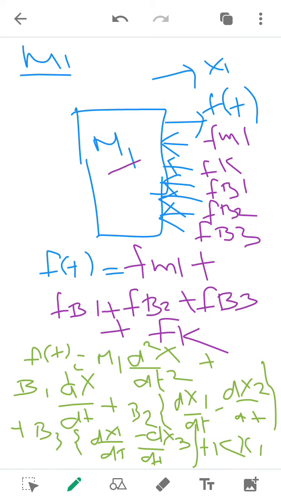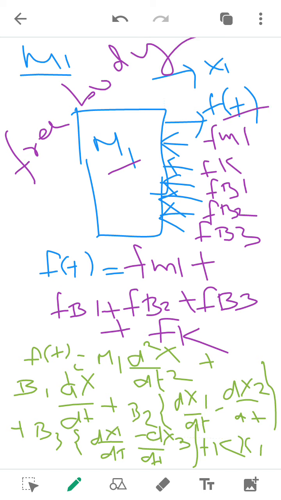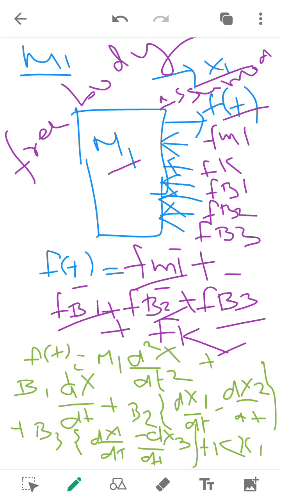So this is your first mass element for which we have drawn the free body diagram. The applied force is F. The assumed displacement is x1. The opposing force elements are Fm1, Fb1, Fb2, Fb3, Fk that are in connection with the mass element. The individual equations, we already know what to substitute for all these force elements, that I have done here.